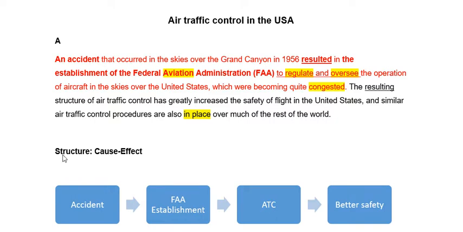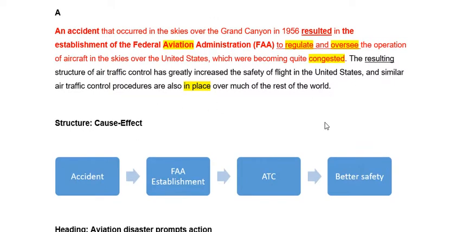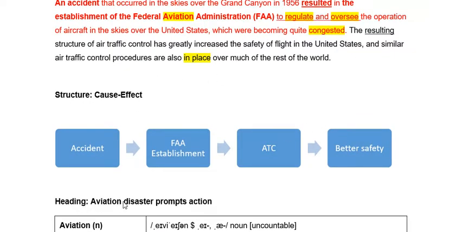And the structure here, the main logical development here is cause and effect. And you can see here, heading: aviation disaster prompts action. Aviation disaster is the accident. And action here is the establishment of FAA and then ATC, which then led to better safety of flight in the US and over much of the rest of the world.